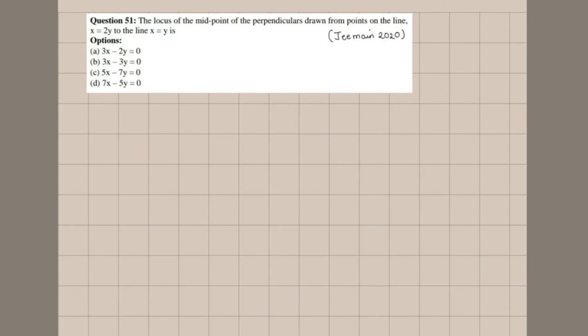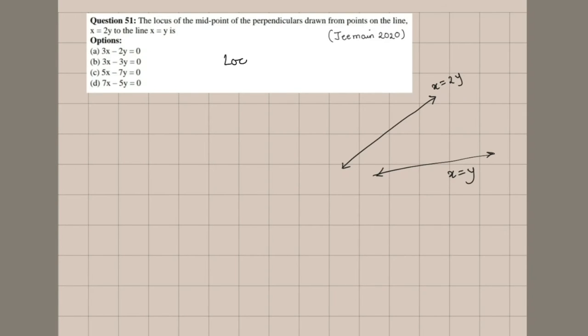Let's see another question. This is also given in JEE Main 2020, because there are so many shifts. In each shift, 1 or 2 questions are given in straight lines. The question is: the locus of the midpoint of perpendiculars drawn from a point on the line x equal to 2y. Let's say this is x equal to 2y. To the line x equal to y. Let's say there is another line x equal to y. He asked to find the locus.